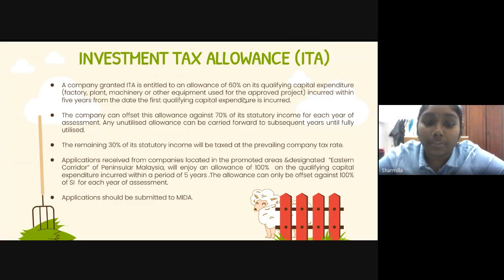Applications received from companies located in the promoted areas and designated areas would enjoy an allowance of 100% on the QCE incurred within a period of 5 years. The allowance can be offset against 100% of SI for each year of assessment. The application should be submitted to MIDA also. Next.